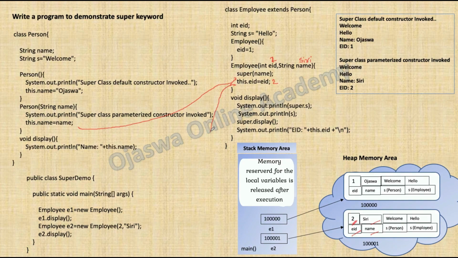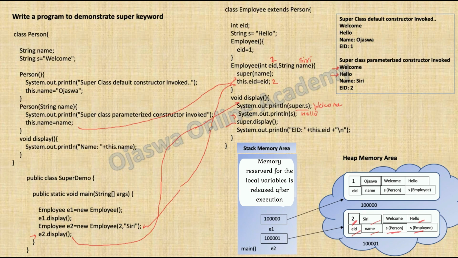After this, control will go back to the main method, and the next statement e2.display is executed. Control of execution will go to the definition of display method. Again, system.out.println super.s. Value will be retrieved from instance variable s belonging to class person, that is welcome, and this will be printed to the console. Next statement is system.out.println. We are printing s. Interpreter will retrieve value belonging to employee class instance variable, that is hello, and that is printed to the console.